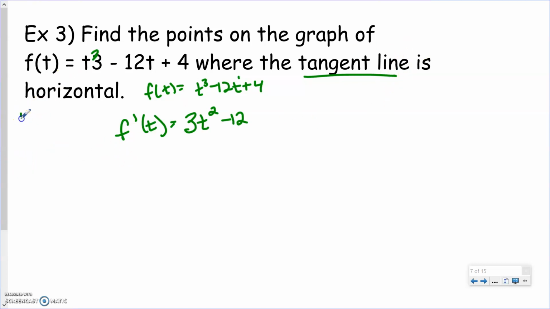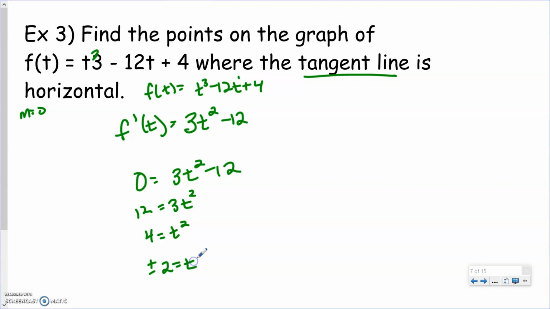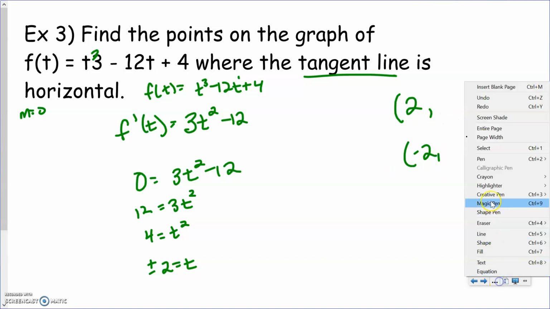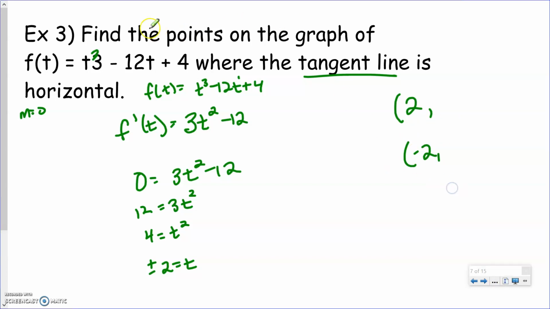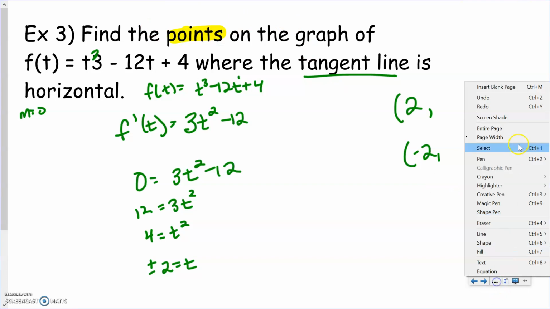Okay, tangent line is horizontal when slope equals 0. Okay, so remember your derivative is a way to find the slope. So I'm going to add 12 to both sides to get 3t squared equals 12, divide by 3 on both sides, to get t squared equals 4. Do not forget your plus and minus sign. So that happens at two places, when t is 2 and negative 2, and it does specifically say find the point. Okay, find the point or points. So we need to plug those in to the original function to find our points.